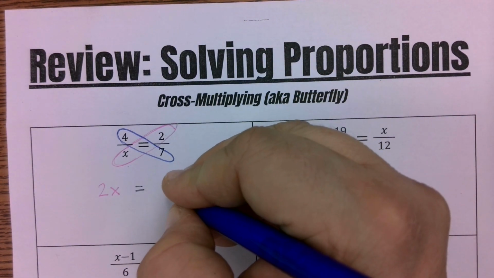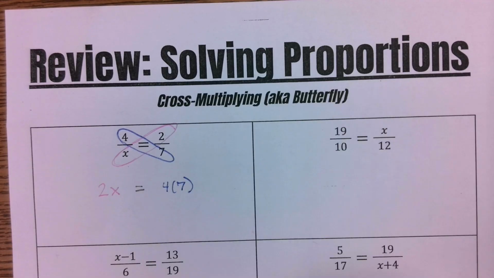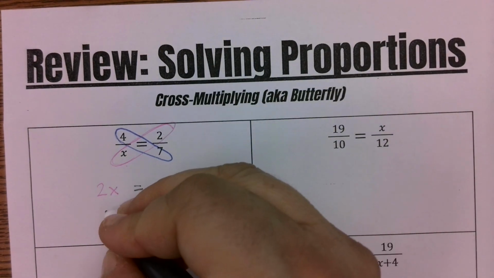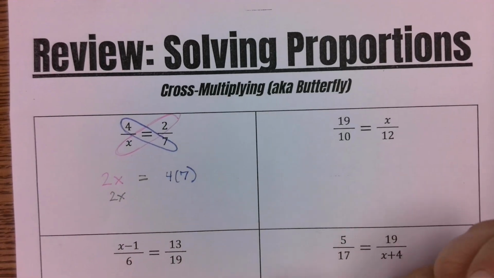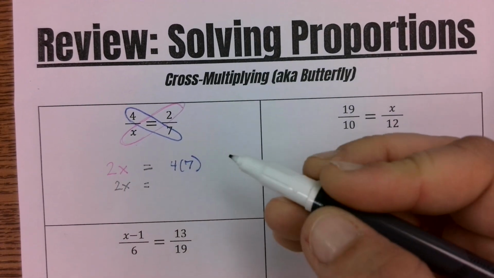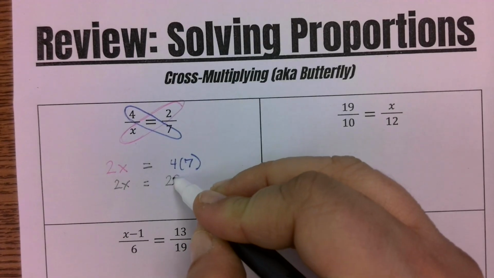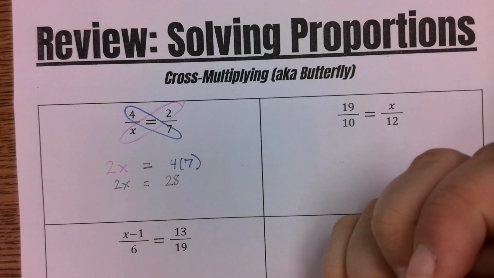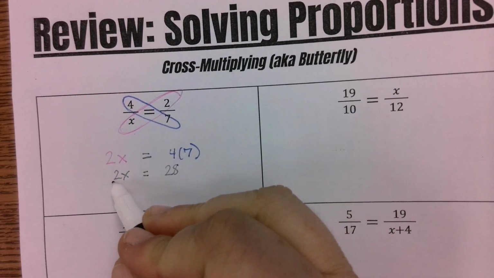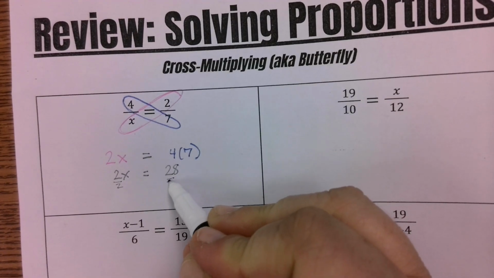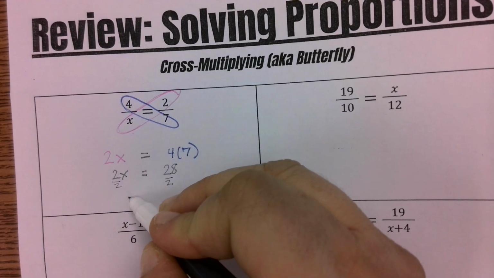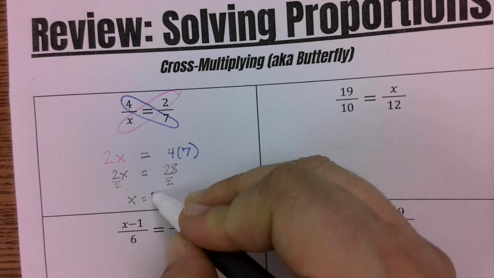Then I have 4 times 7 on this side. Okay. So 2 times x we already know is 2x, and we know that that's equal to 4 times 7, which is 28. Once we've simplified, we just need to solve the equation. We're dividing by 2 on both sides, giving us x must be equal to 14.